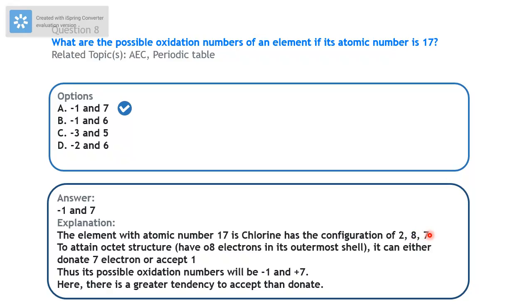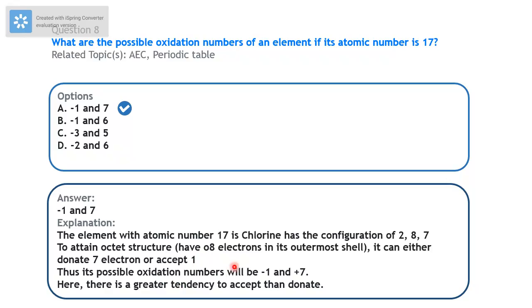So this element, in order to attain octet structure, can either donate these 7 electrons, or it can accept one more electron to make this 8. So that will make the possible oxidation number to be what? -1 if it is accepting an electron, or +7 if it is donating. So it will be -1 and +7.